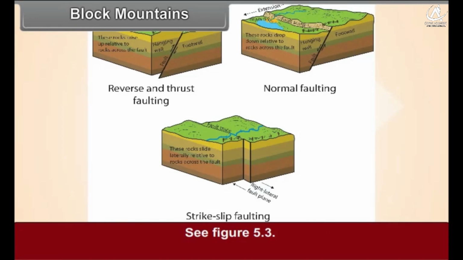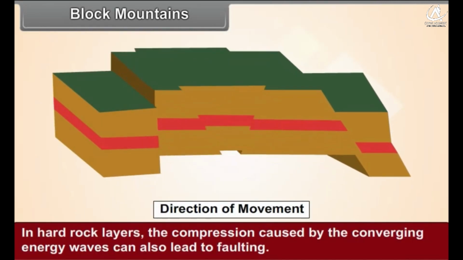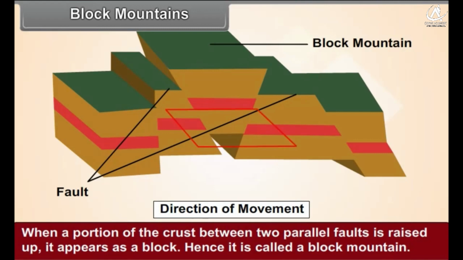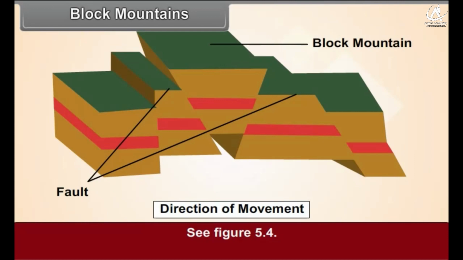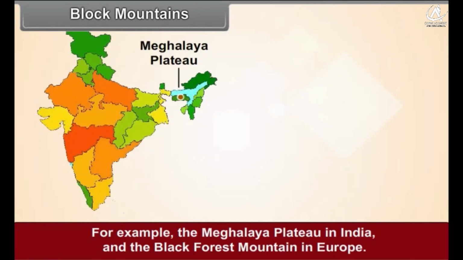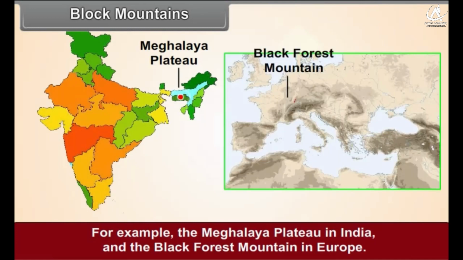See figure 5.3. In hard rock layers, the compression caused by the converging energy waves can also lead to faulting. When a portion of the crust between two parallel faults is raised up, it appears as a block. Hence, it is called a block mountain. See figure 5.4. The tops of block mountains are generally flat. They do not have peaks. Their slopes are steep. For example, the Meghalaya Plateau in India and the Black Forest Mountain in Europe.